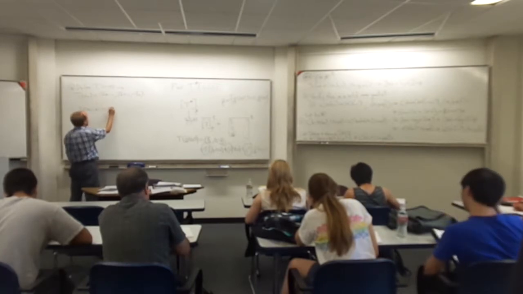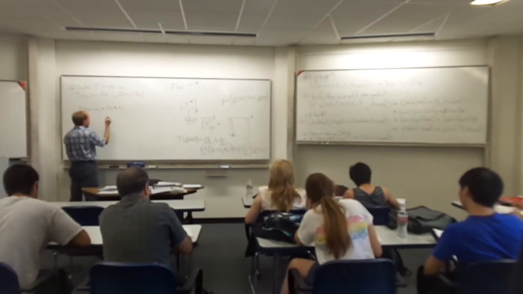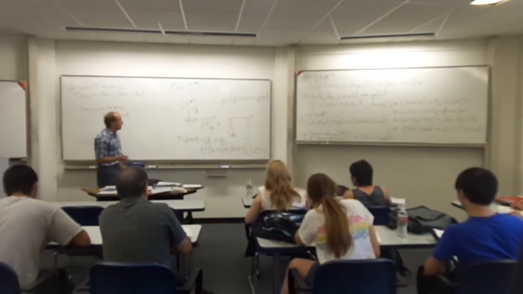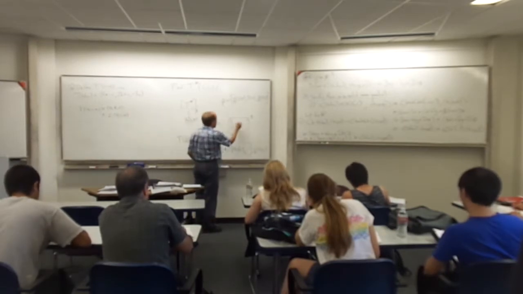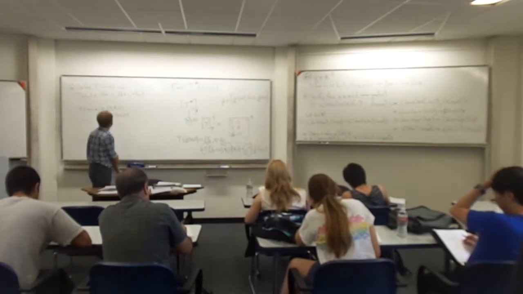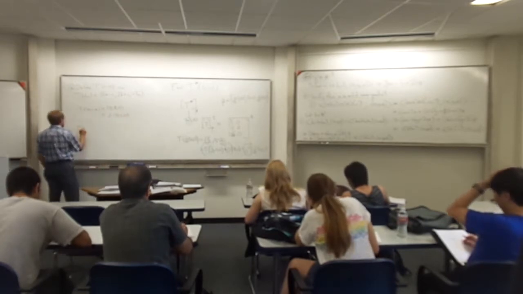Just 0, 2, 0. 0, 2, 0, right? Would you agree that that's just 2 times the middle vector again? So when I put down the second column, it's not so bad. It's just 0, 2, and 0, just like that. And then I got to do T of 0, 0, 1.